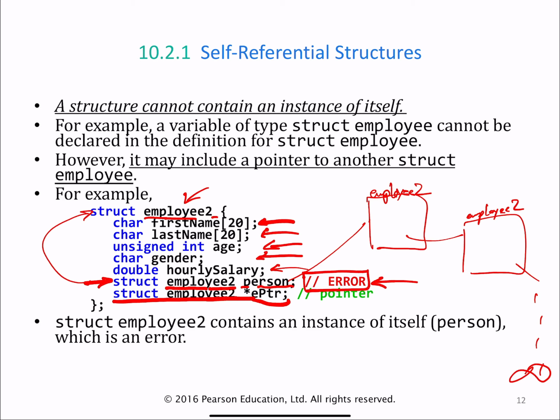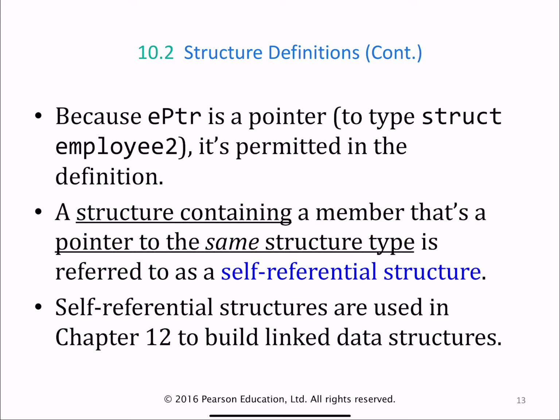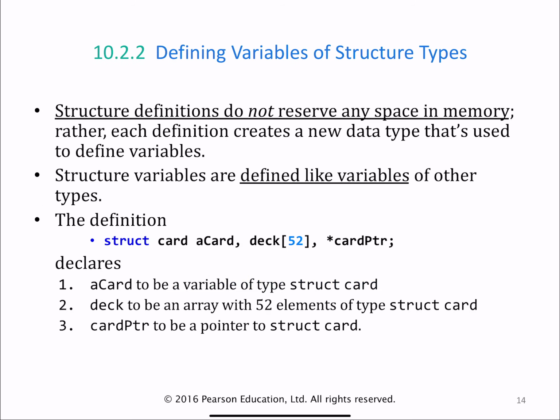And that is the basis of the data structures that I listed before. If a structure contains a pointer to a structure of its own kind, like I just showed you in employee2, that is permitted, and such a structure is called a self-referential structure, meaning a structure that is referencing or pointing to another structure of its own kind. And like I mentioned, that's the basis of data structures that are introduced in chapter 12.